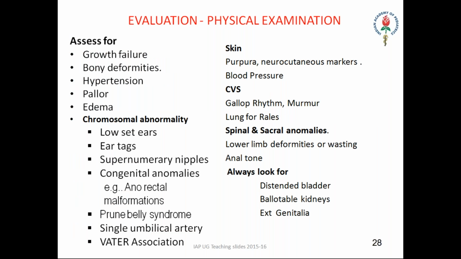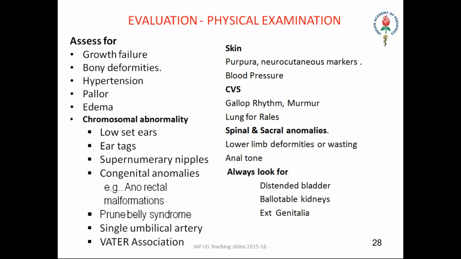So when we come to the evaluation of hematuria, you assess for growth failure, bony deformities, hypertension, pallor and edema. So you have to assess all the things. And for chromosomal abnormality, you can have low-set ears. Look for low-set ears, ear tags, supernumerary nipples. In ear tags, you can have syndromes like Alport's, and congenital anomalies like anorectal malformations, prune belly syndrome, single umbilical artery, and VATER. VATER is your vertebral, anal, tracheoesophageal, and renal anomalies.